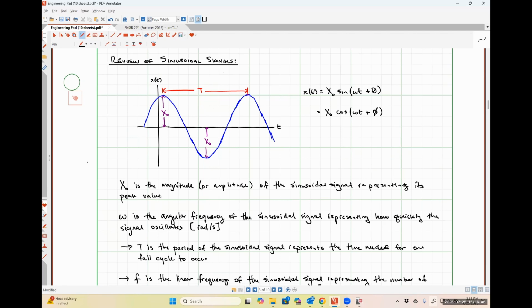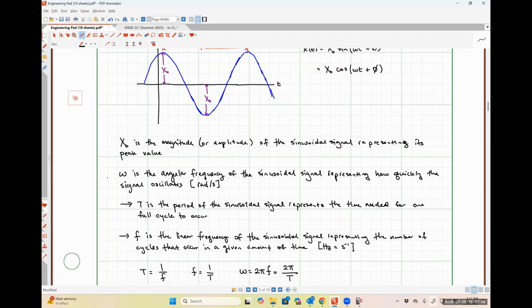The ones that I'm most interested in you understanding are the relationship between period and angular frequency, because we don't really deal with linear frequency a lot in this class, at least not until we start looking at single phase power systems at the very end. Okay.